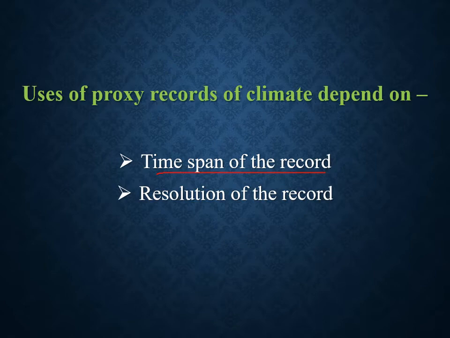Secondly, the proxies also have different levels of resolution. That is, the proxies show different levels of detailing of the climatic condition of ancient time. That is known as the resolution of the record. So these two factors are different from one proxy tool to another.